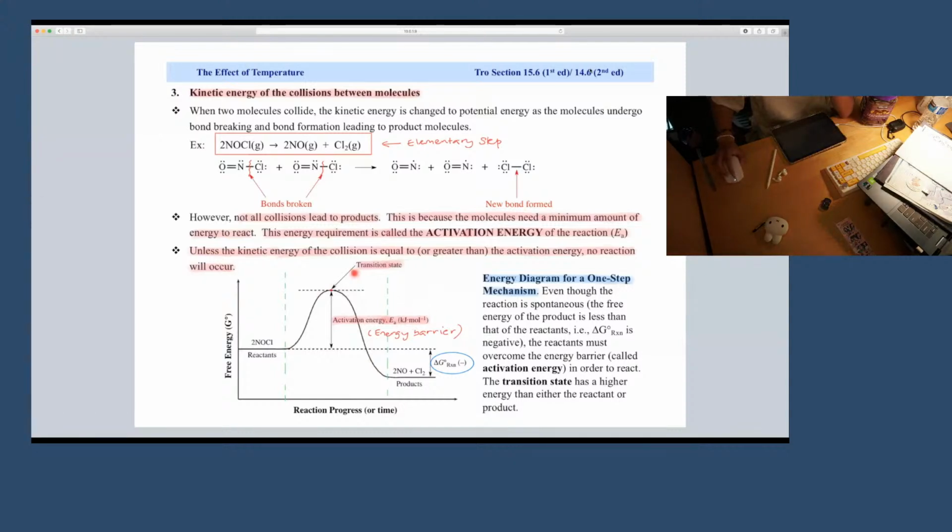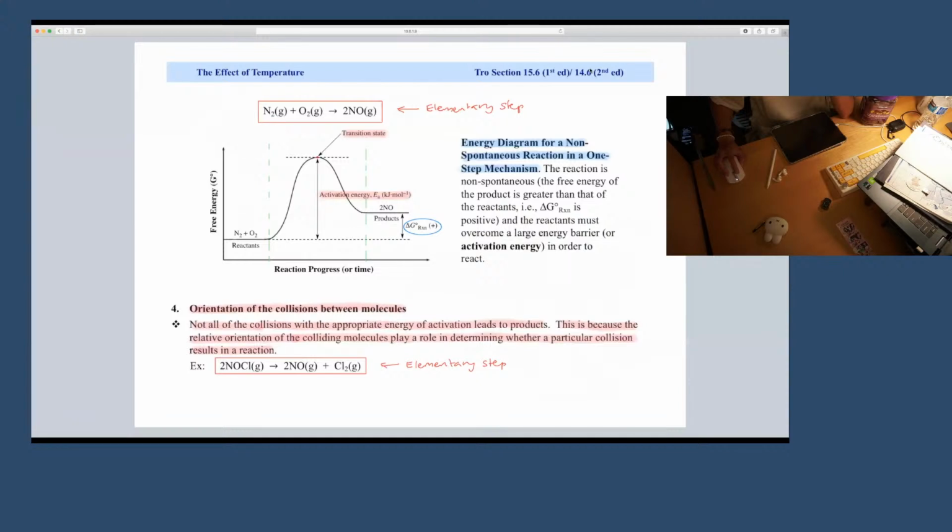Lastly, in this diagram that we're looking at, the highest state is called the transition state. So the highest energy state in this curve is called the transition state. Now, if we take another example of a one-step mechanism, but this is a non-spontaneous reaction, then the energy diagram would look something like this. So let's take this example of N2 plus O2 giving you 2NO. Once again, this is a one-step mechanism, so it just has one elementary step, and this is a bimolecular reaction.